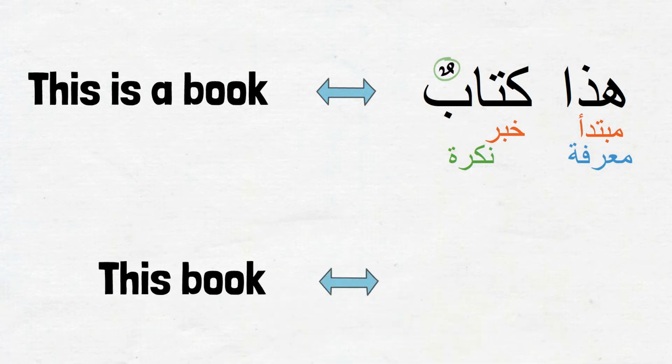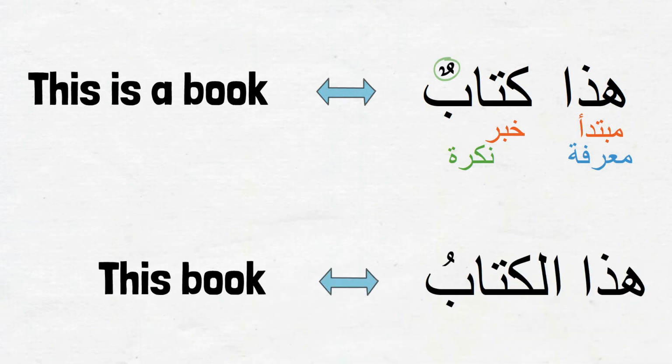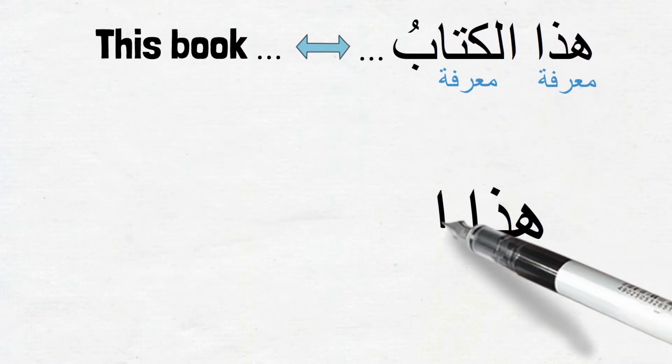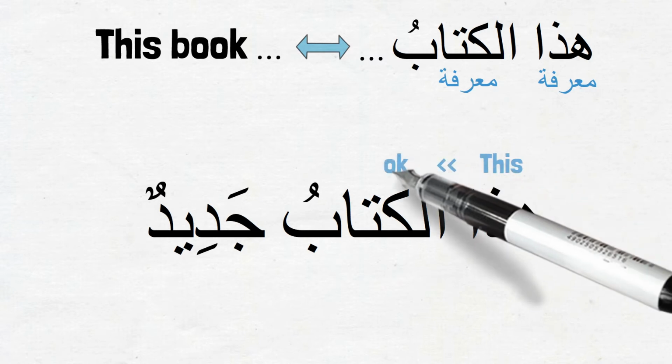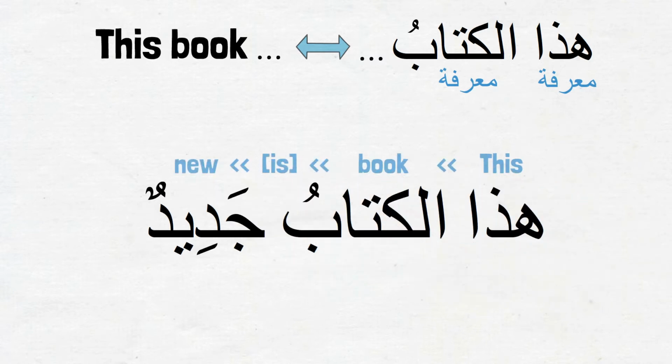Now we will learn how to say this book. In Arabic, this book is هذا الكتاب. So هذا كتاب is this is a book, and هذا الكتاب is translated as this book, where both هذا and الكتاب are ma'rifah. Note that this book is not a sentence. If you say هذا الكتاب, the person you are talking to will be waiting for you to complete the sentence with the appropriate khabar. To complete the sentence, we can say, for example, هذا الكتاب جديد. This book is new.